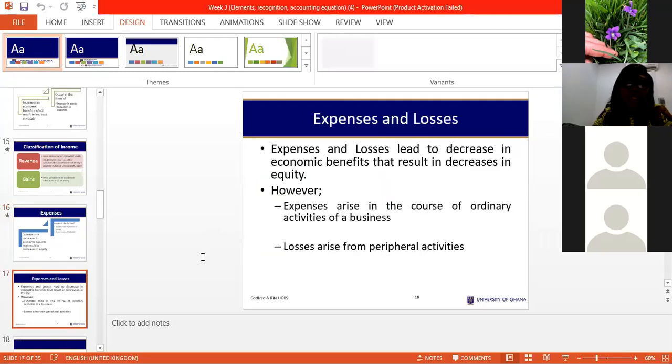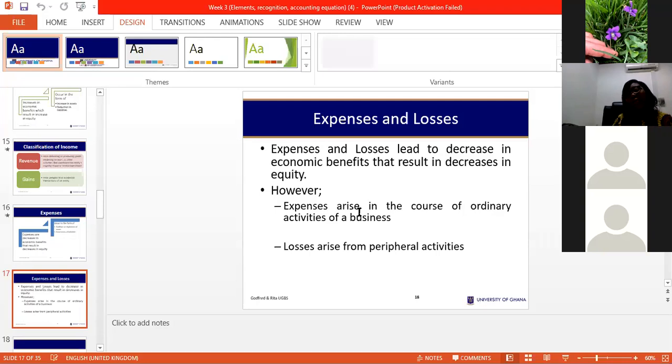With respect to expenses, we have expenses and losses. An expense leads to a decrease in the economic benefit and a decline in your equity. Let us again note that expenses occur in the normal course of business. So anything you would incur, transportation, water, telephone bills, these are just outflows from your economic benefit to achieve a business objective, and that is an expense. When it is a loss, if you go and invest in another entity and you don't do well, that will become a loss.